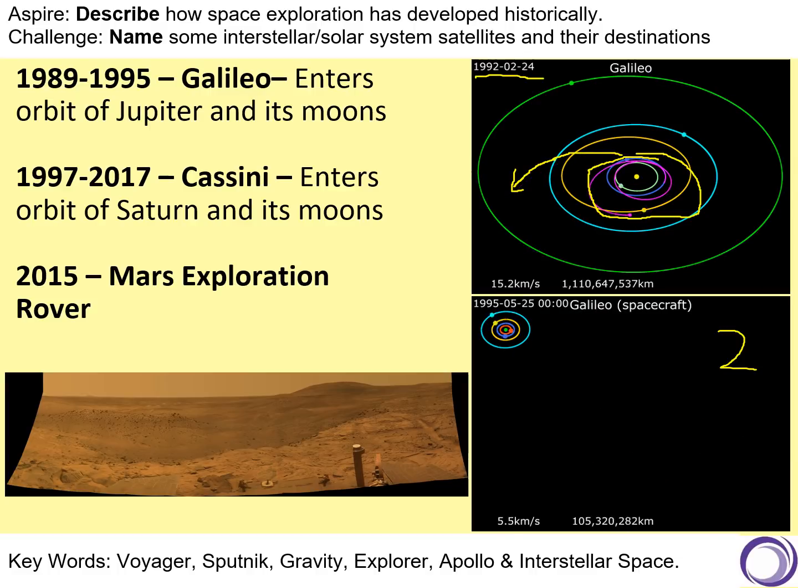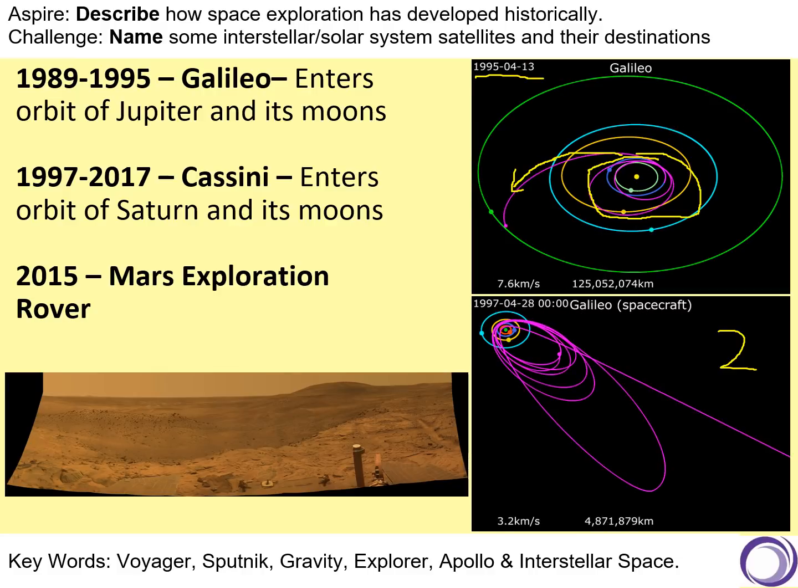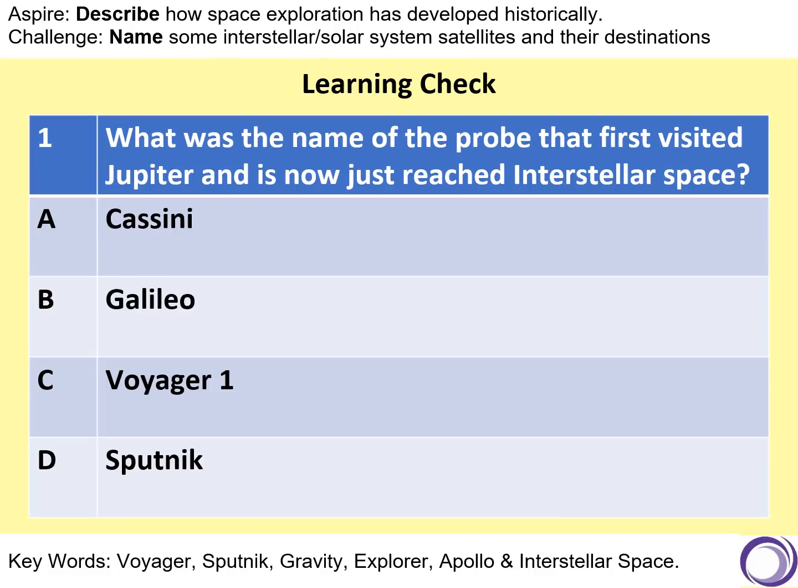Really, really important in terms of the development of our understanding of the planets next to us. So before we continue, we should just have a quick learning check. So paper and pen, or whatever you're writing on, or if you want to just shout out the answers and just remember them, that's absolutely fine.